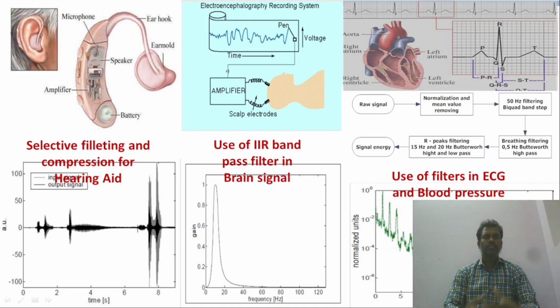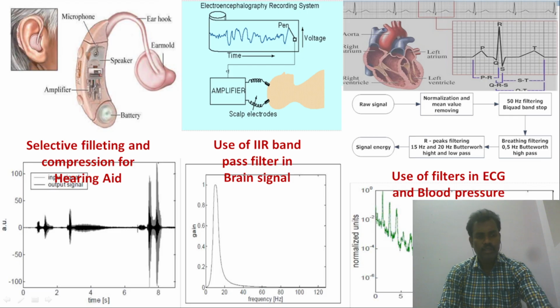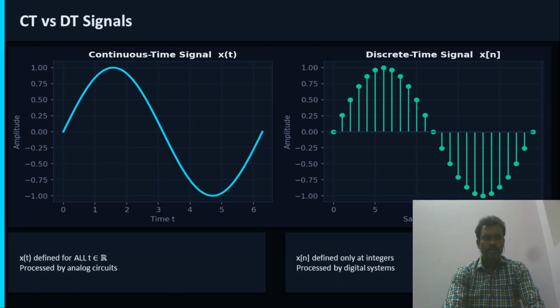So a lot of applications are there to analyze real-time signals. For this purpose, we need specialized devices which can capture the signals, process them, and provide accurate information from the message signal. So this is how, in real time, we have a lot of applications for digital signal processing.